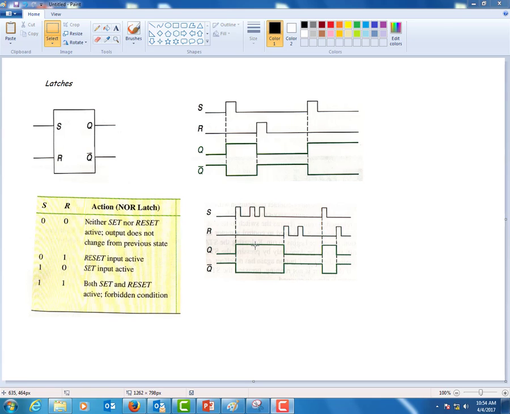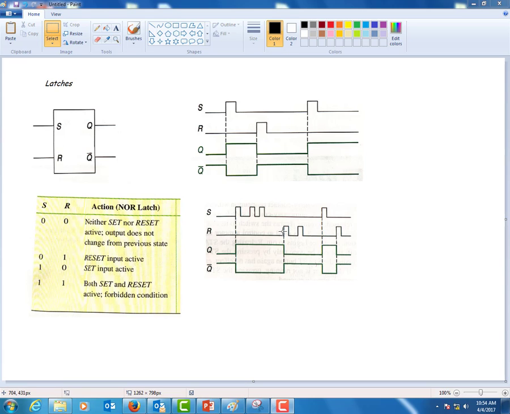It's like turning something off and you keep pushing the switch down. It's already down. If a light switch is up or down and it's down, you keep pushing it down, you're not going to change anything because it's already off. Well, in this case, it's in the set state. So no matter how many times you pulse that set input, you're not going to change it because it's already set.